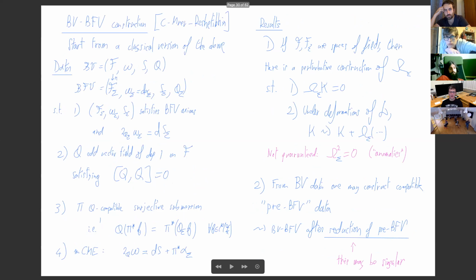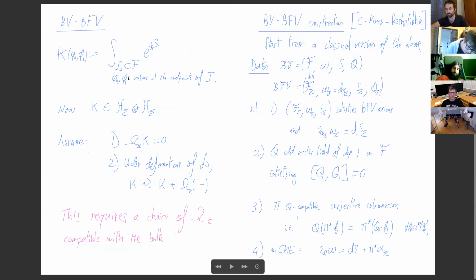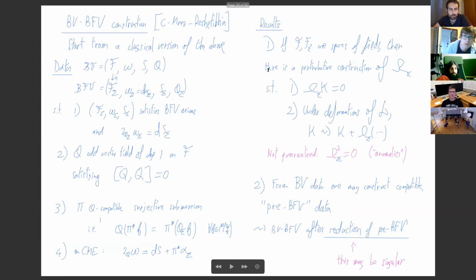And why do we come up with this data? For two reasons. First, because we can construct this data in field theory, and second, because it will allow us to get a quantization with these properties. Okay, so our results, and let me move directly to the quantization.